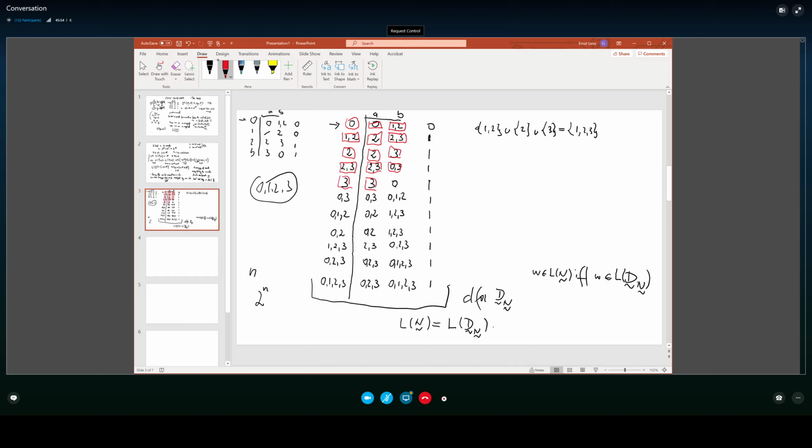Right. And for each state, under each letter, there is exactly a single state that you can get. So in order for one of these to be a final state, though, not all of the constituent numbers need to be a final state in the DFA.